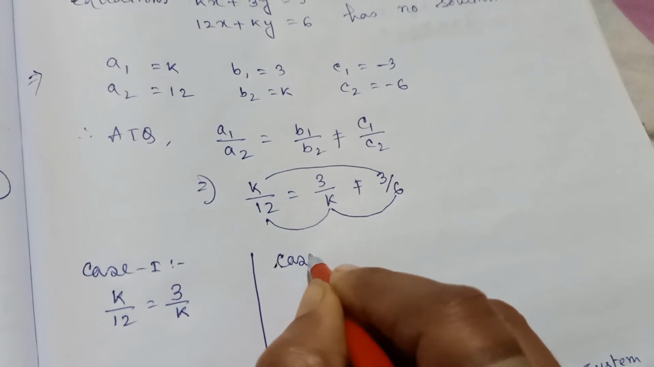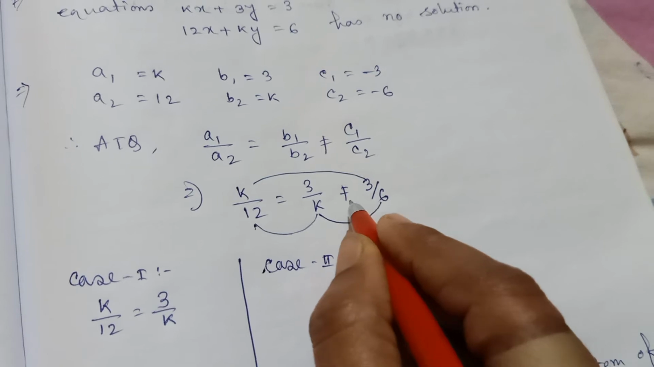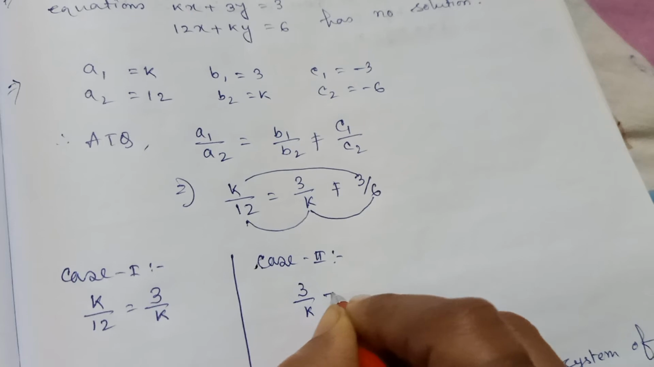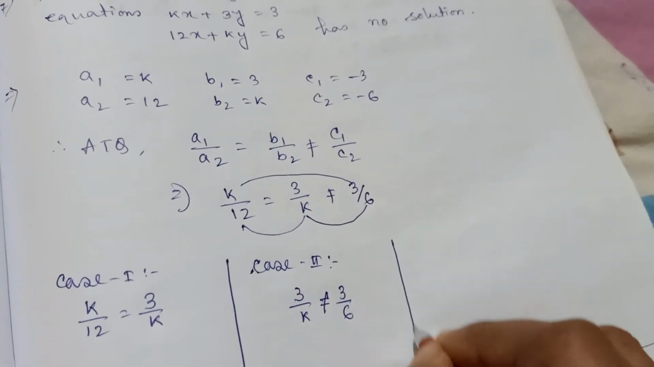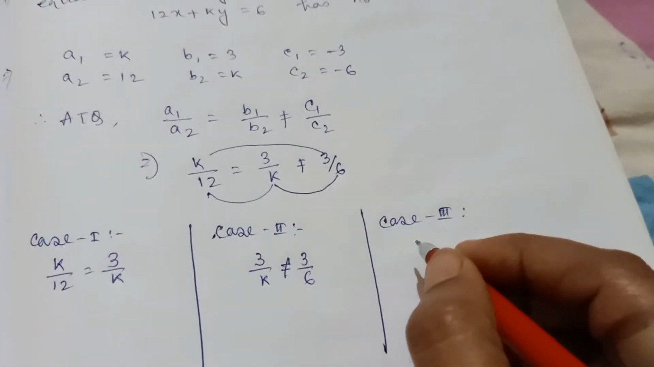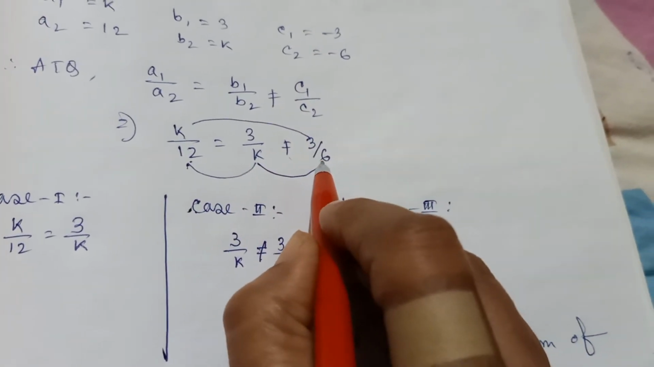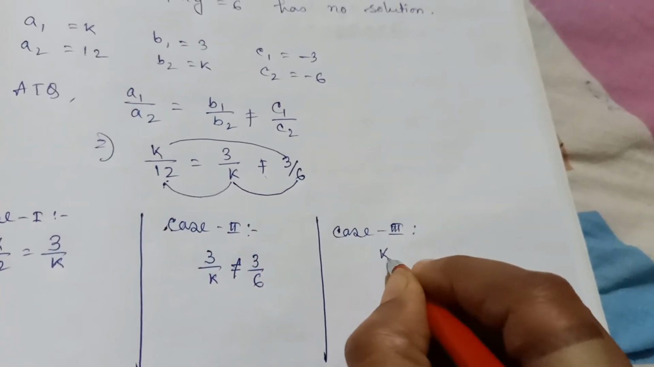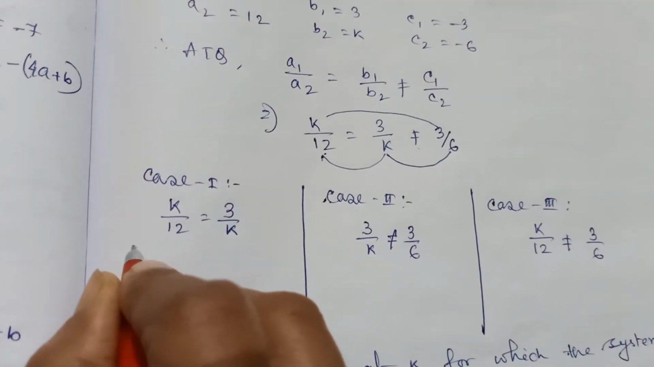Then case 2, when we are writing case 2 means second and third. So for second and third, it is a not equal sign. Please keep it in your mind. Don't write the equal sign in a hurry. Again case 3. Case 3 is the same. Look, K by 12 not equals to 3 by 6. Because you are taking first and third, so it is a not equal sign again. We need to solve this out.